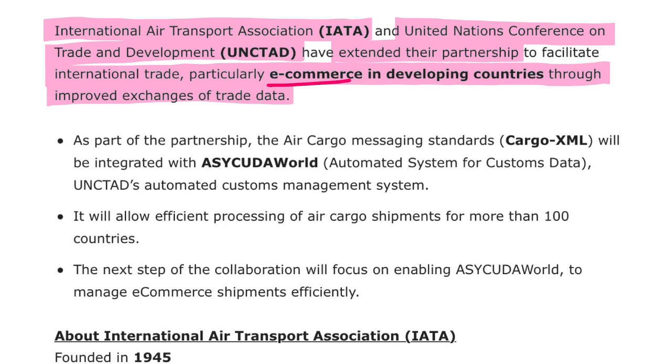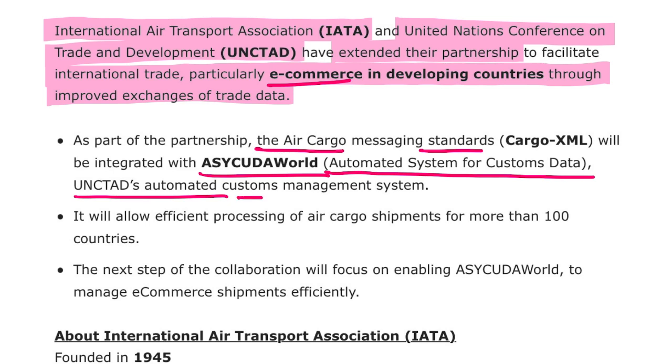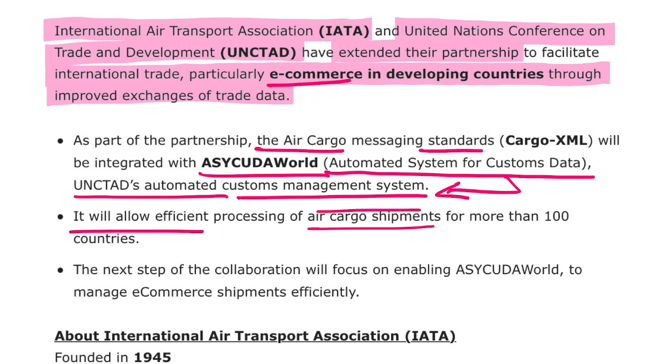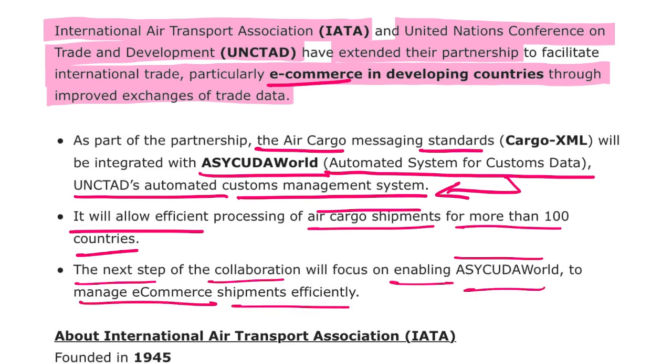Then, as a part of this partnership, the air cargo messaging standards will be implemented with UNCTAD's automated customs management system. All right, this automated system is of the United Nations Conference on Trade and Development, the automated customs management system. It will allow efficient processing of air cargo shipments for more than 100 countries. The next step of the collaboration will focus on enabling this particular system to manage e-commerce shipments effectively.